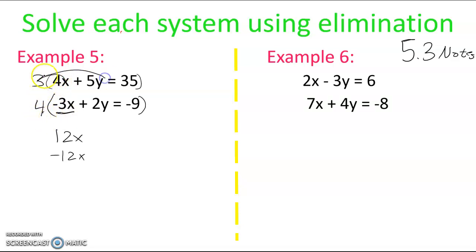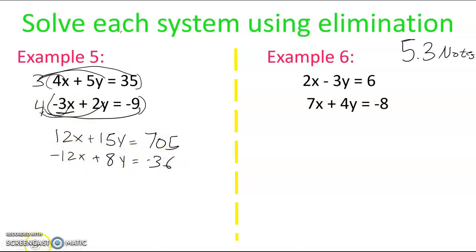And again, when we multiply, we have to distribute to all of the terms, even the ones on the other side of the equal signs. So this turns into, top equation, 12x plus 15y is equal to 105. And then negative 12x plus 8y equals negative 36. Once we see that we have 12x minus 12x, those are going to cancel out. Then from there, we just go ahead and add our system.